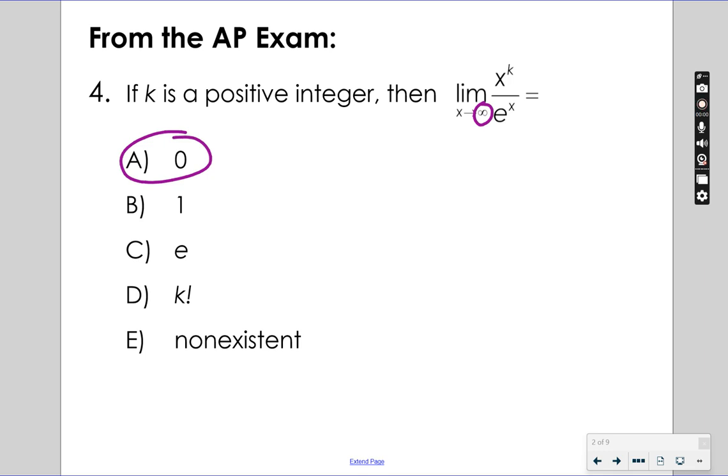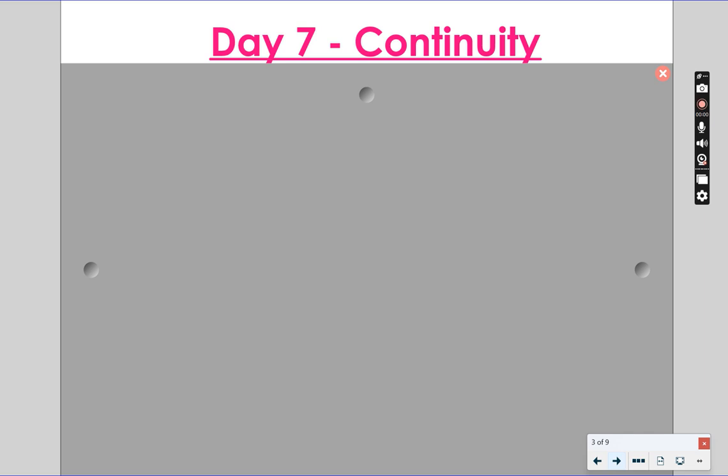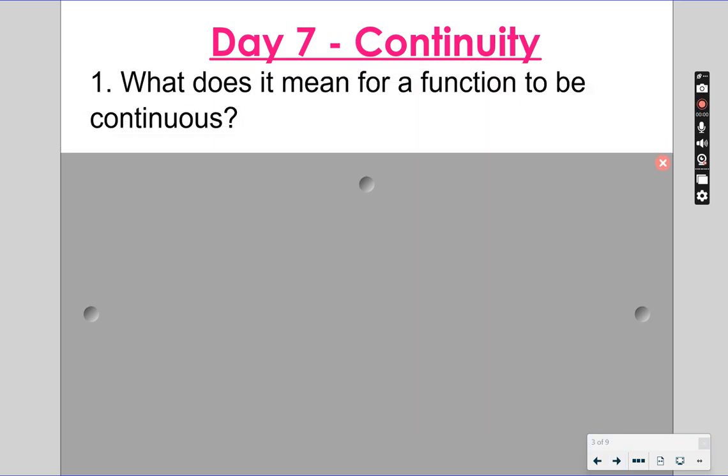Okay. All right, let's talk about continuity. You don't have to write down these questions. I have a few questions up here for us just to kind of talk about. And I think you guys already know some of these answers. What does it mean for a function to be continuous? Anyone explain in their own words what you think it means for a function to be continuous?